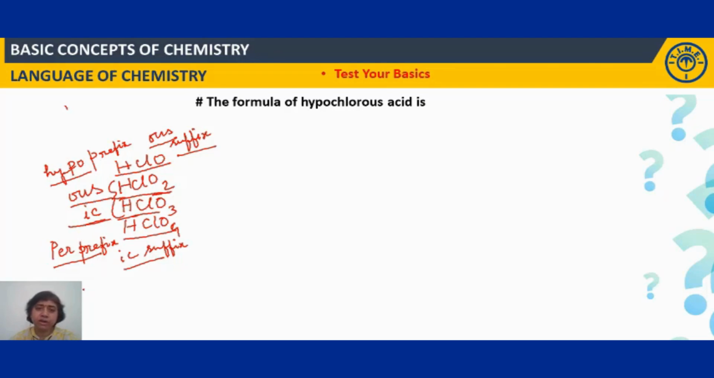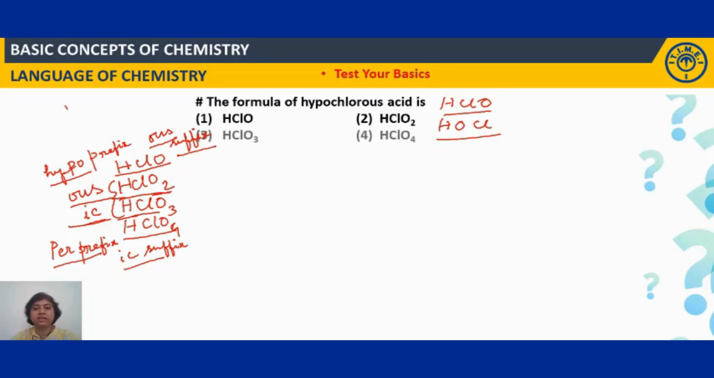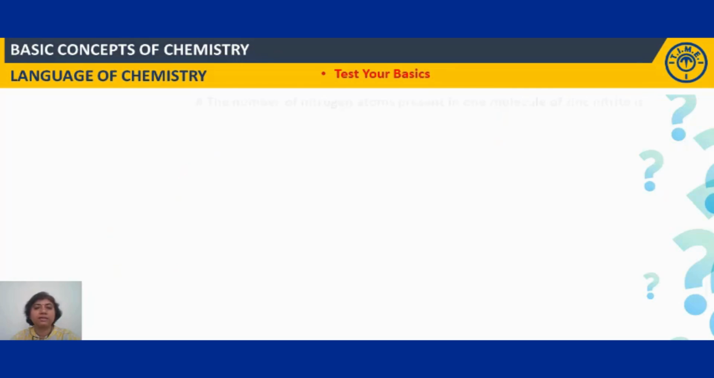Fine. So the formula of hypochlorous acid is very easy to identify now, HClO. Sometimes you will find HOCl also. Don't get confused. Any of these two things you can write. Okay. Let's see the options and then the solution. HClO, HClO2, HClO3, HClO4. So which choice? Good. Choice 1. I hope everything you have noted down. So please write along with me. Okay. So I am moving on to the next question.